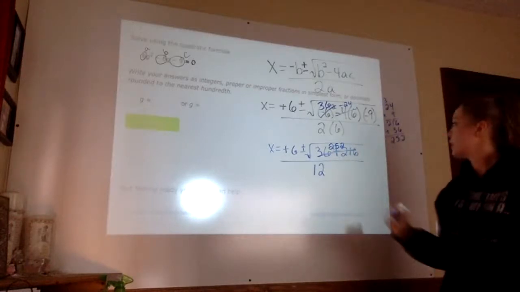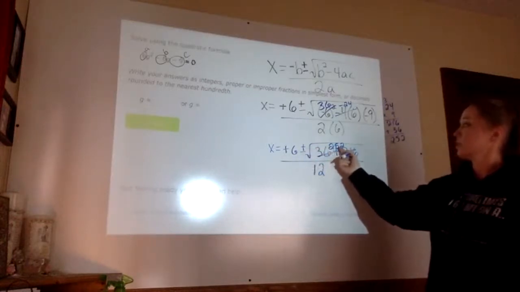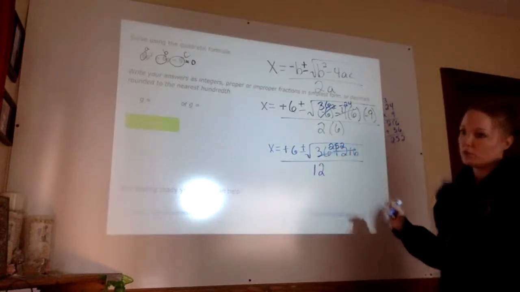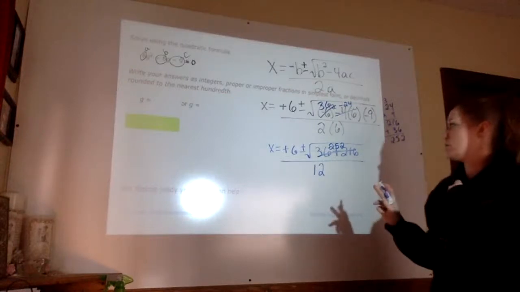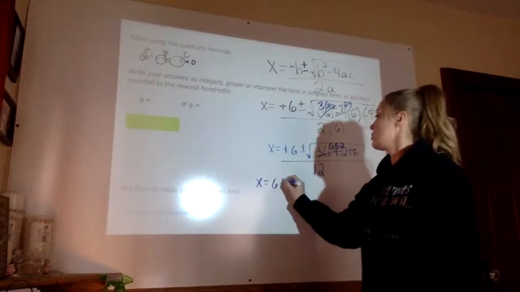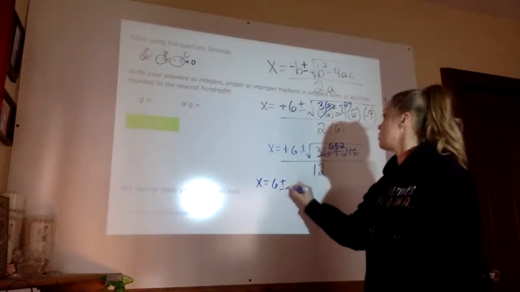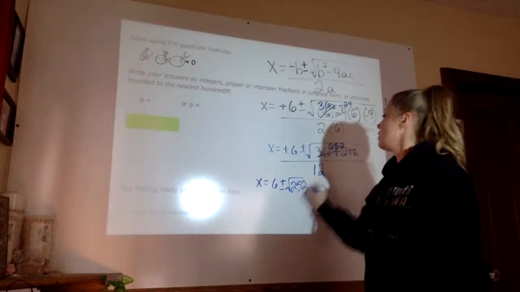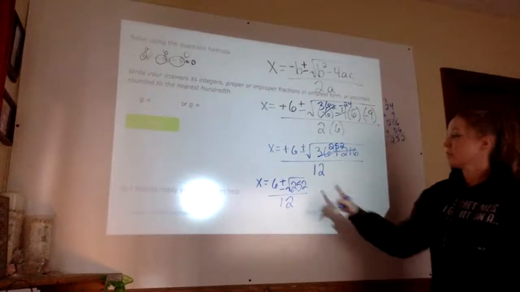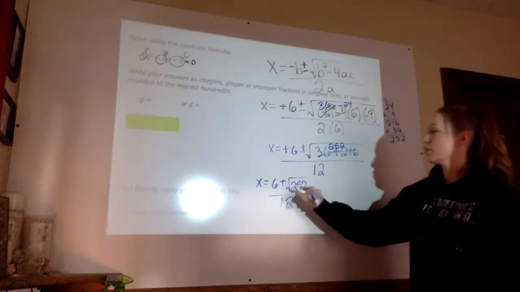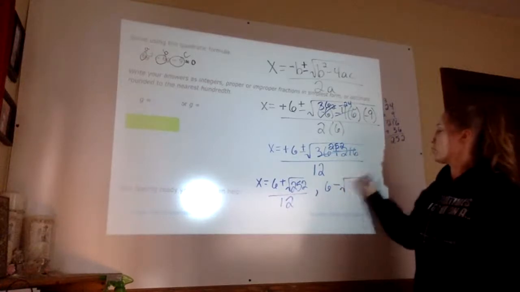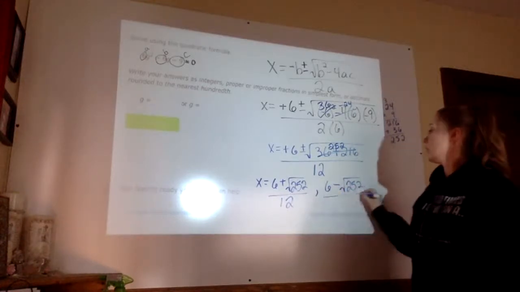So that means that I'm going to have two different answers because I ended up with a number. It is positive, and it's not 0. So I'm going to end up with two different solutions. So I'm going to write this down. I've got x is equal to 6 plus and minus the square root of 252 divided by 12. That just means that you've got 6 plus the square root of 252 divided by 12 and 6 minus the square root of 252 divided by 12.